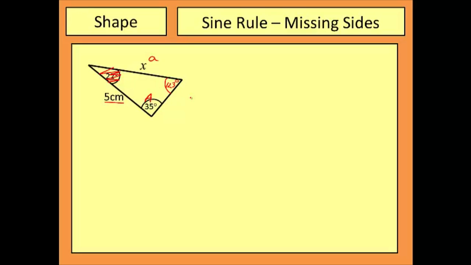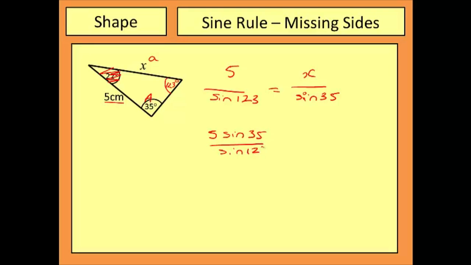From now on, I'm not interested in that 22 degrees. It doesn't help me at all. So I set up my problem for this one. It's going to be 5 over sine 123 equals X over sine 35. Again, like in the previous example, I'm going to multiply both sides by sine 35 to give me 5 sine 35 over sine 123 will tell me the value of X. And when I type this into a calculator, I'm going to get my missing value, which is 4.1 centimetres.